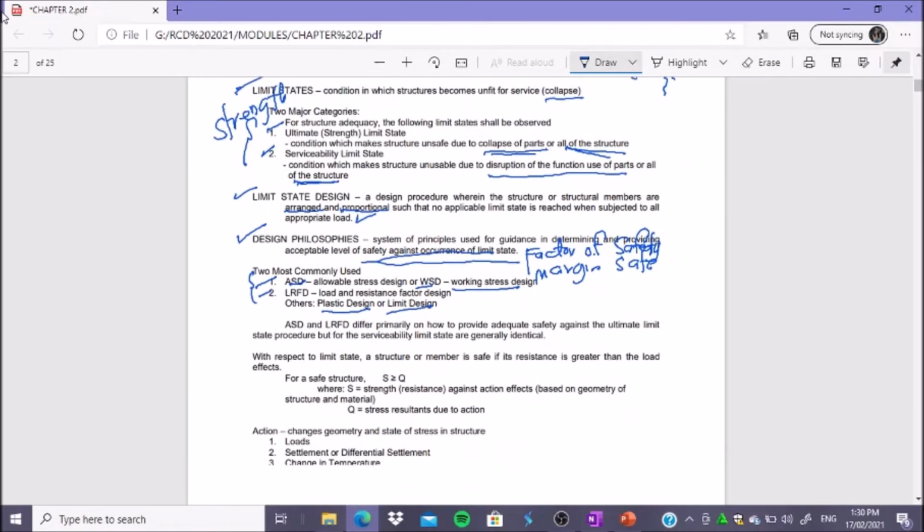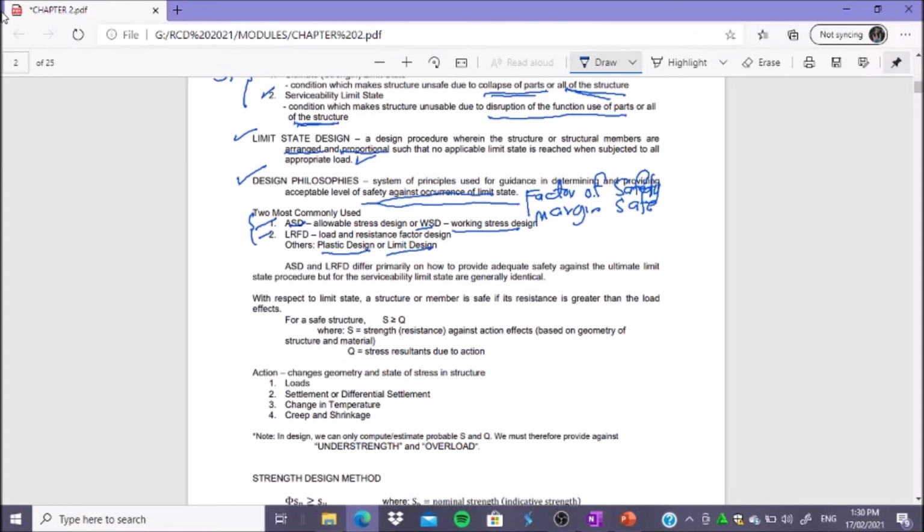Now, ASD and LRFD differ primarily on how to provide adequate safety against the ultimate limit state procedure, but the serviceability limit state are generally critical. Ang ibig sabihin lang dito, pagdating dun sa strength limit, magkaiba yung basis nila for the factor of safety. However, ASD and LRFD is just the same with respect to serviceability limit state. So meron tayong topic dito, that is chapter 5, I think, serviceability.